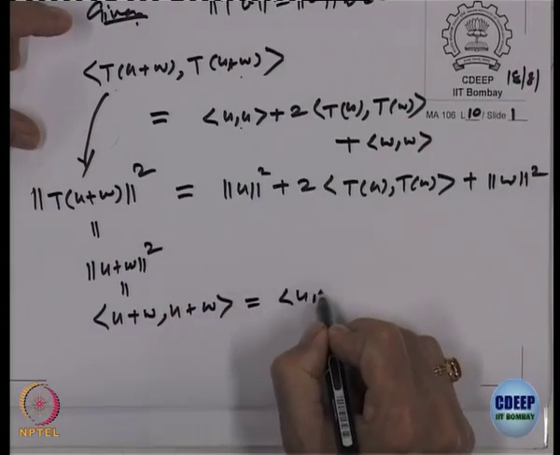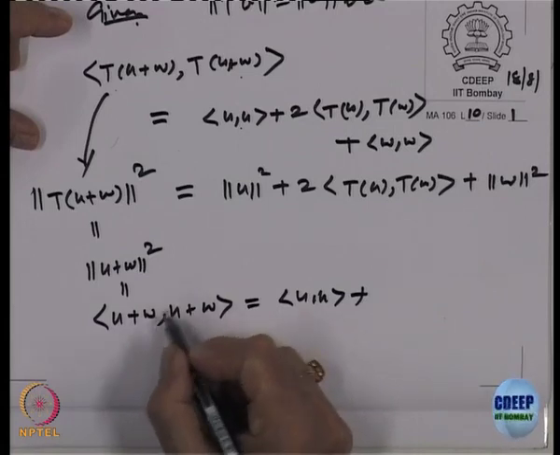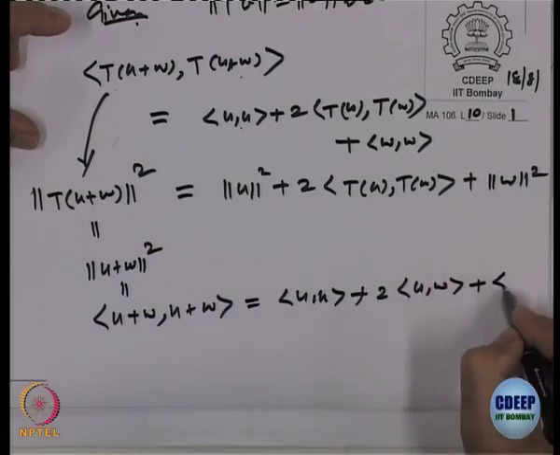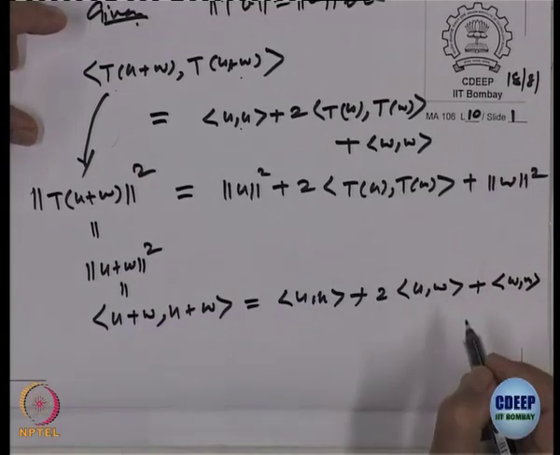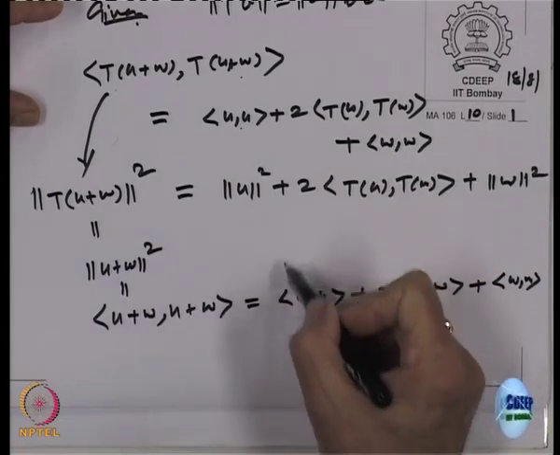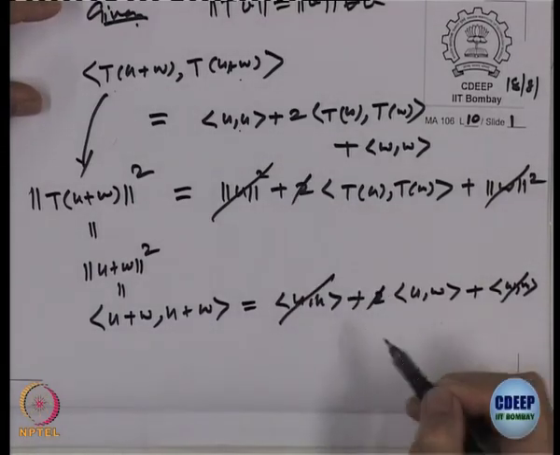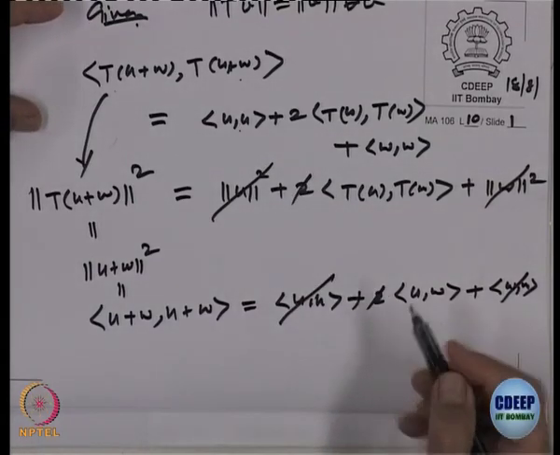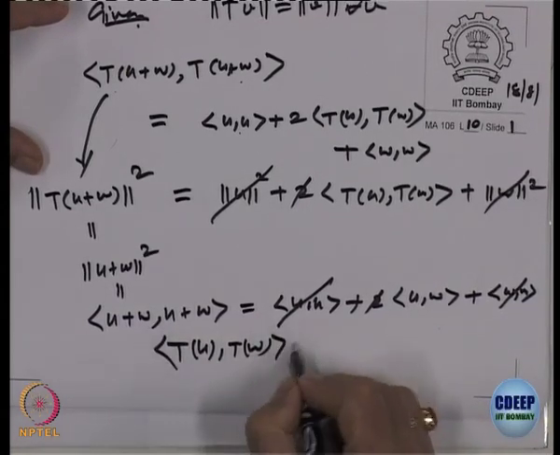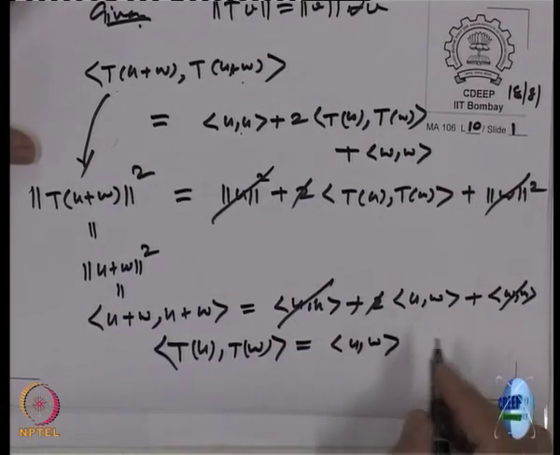Expanding that, one gives you the inner product of u with u, and the other gives 2 times the inner product of u with w, plus the inner product of w with w, 4 terms. Now this is the same as this, so this cancels with this, this cancels with this, and the 2 cancels. What you get is that the inner product of Tu with Tw is equal to the inner product of u with w. So, that is what we wanted to prove.